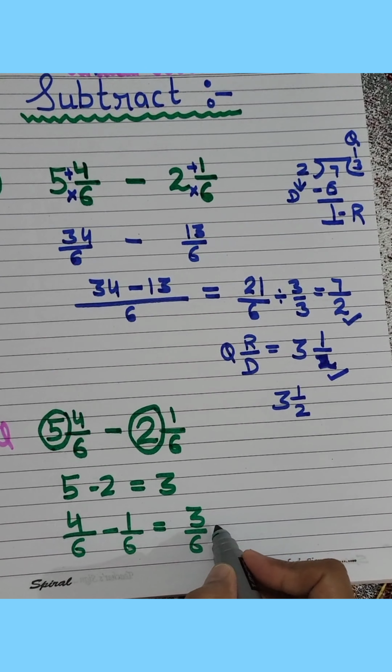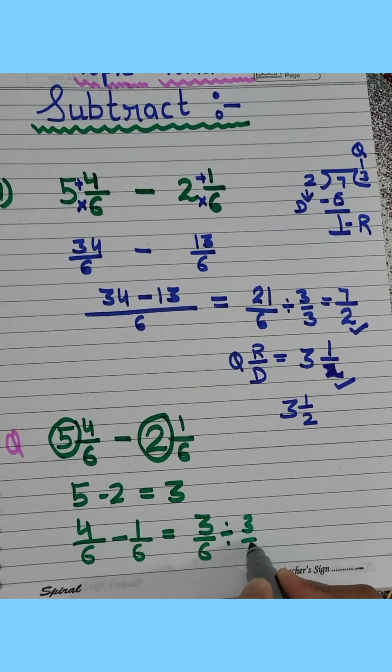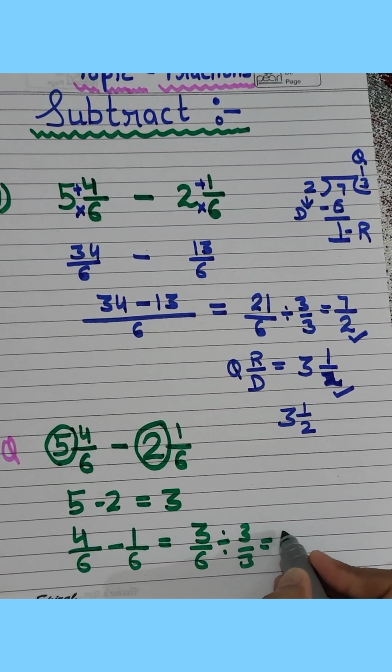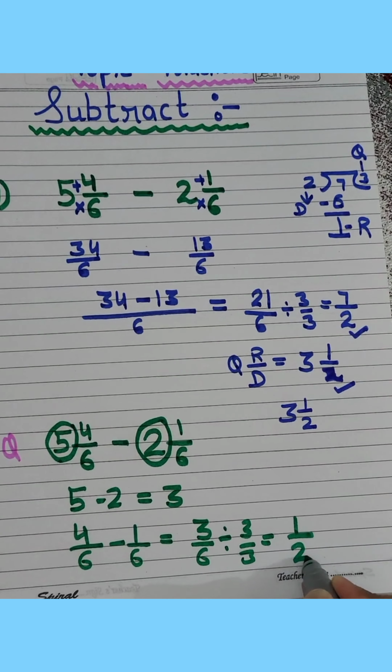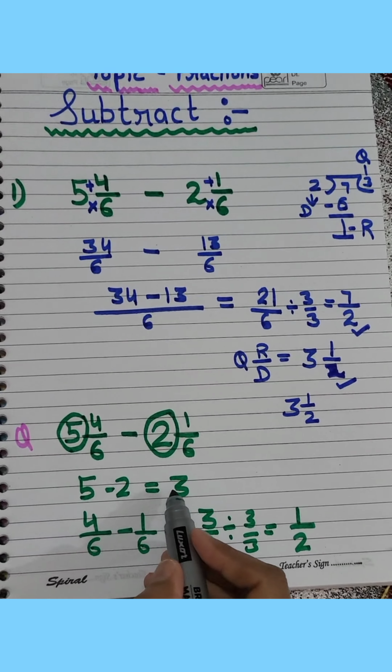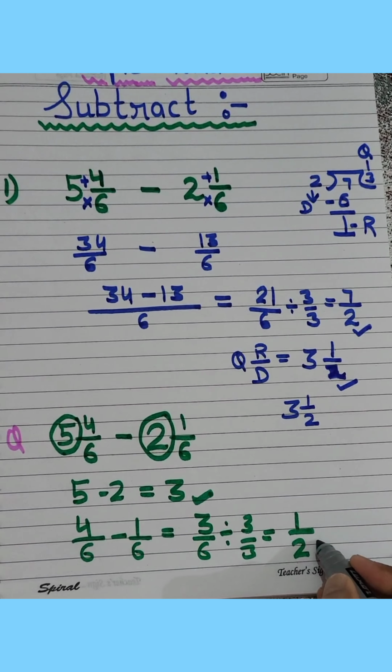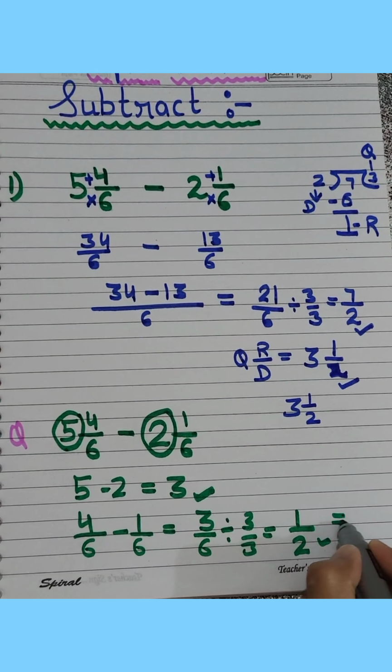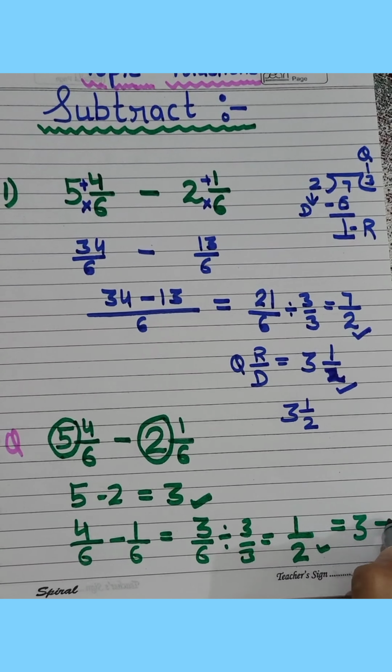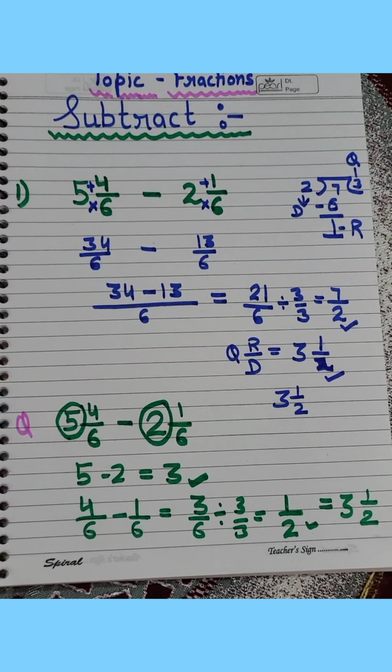And now do it in lowest terms. So this is divisible by 3 and 3. So what? 3 1s are 3 and 3 2s are 6. So 1 by 2. Now this is the whole number answer and this is the fraction answer. Now combine that. So our answer will be 3 and a half.